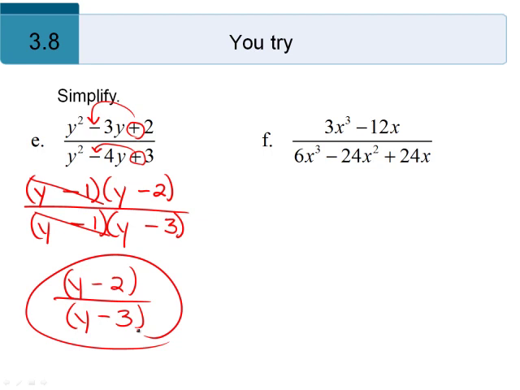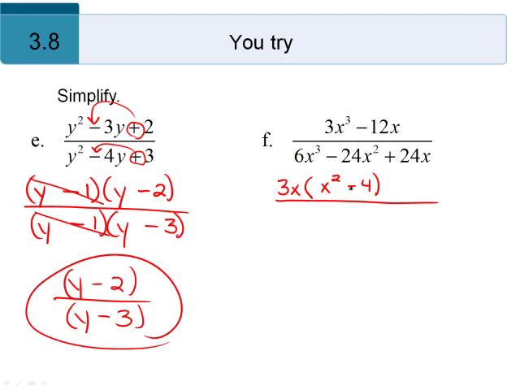All right, letter F. Remember, the first thing you look for is a GCF. So don't go to FOIL until you've checked for that greatest common factor. So on the top, 3x is our common factor. If we factor out a 3x, that's going to leave x squared minus 4, which we're going to factor further in just a minute. Because I know some of you are like, but you're not done. I know. We're going to do it in a minute.